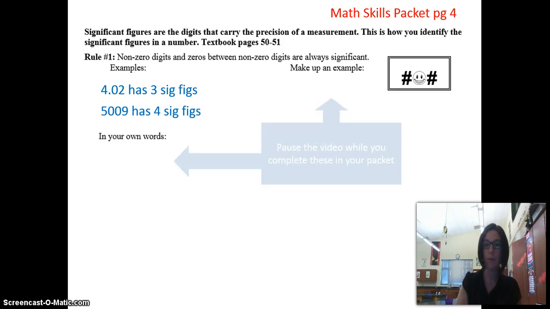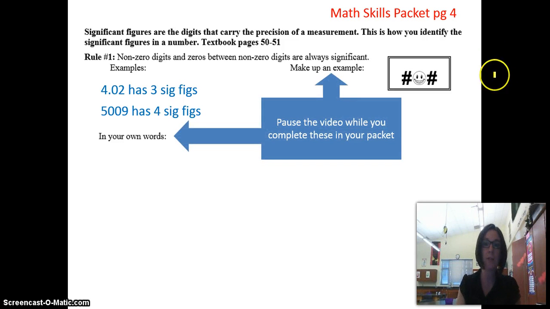So I'm going to give you a little bit of time. In your packet, I want you to make up an example, just any number, making sure the only zeros you put are in between non-zero digits, and then do like I did, write how many significant figures that is. Then put this in your own words, because non-zero digits does not seem like a 15 or 16-year-old person's way of saying number 1 through 9. So pause the video, write these in, and then hit play when you're ready.